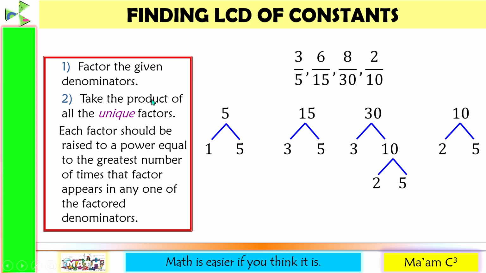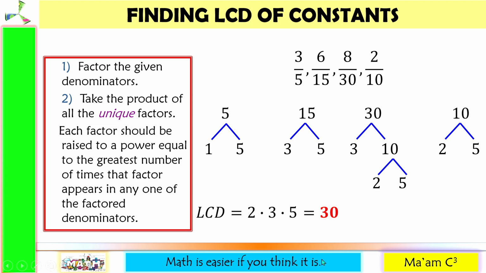Second step, take the product of all the unique factors. So our LCD would be the product of all unique factors. Let us determine the unique factors in the lowest level. We have here 2, and then we have 3, and then we have 5. We also have 1, but we don't need to write 1 anymore. Now let us take the product of these unique factors. 2 times 3 times 5 is equal to 30. So the LCD of these denominators is 30.